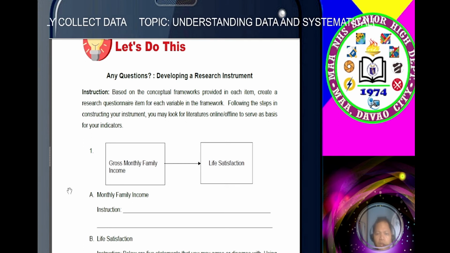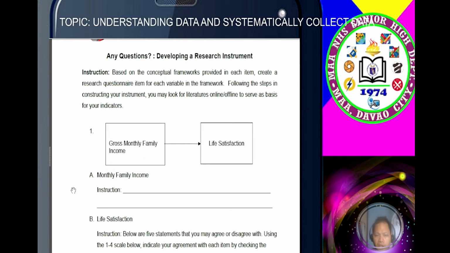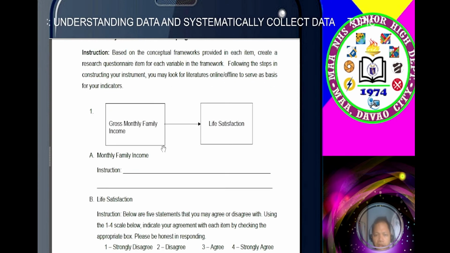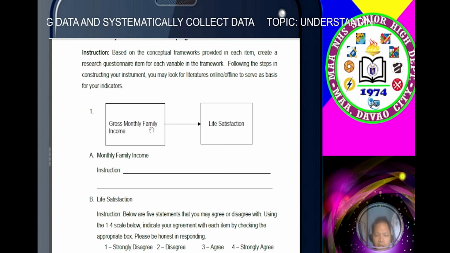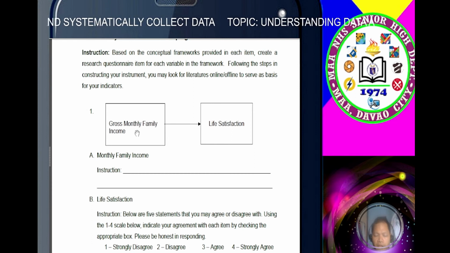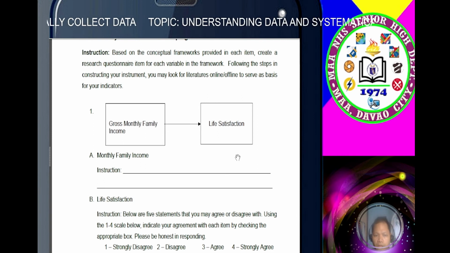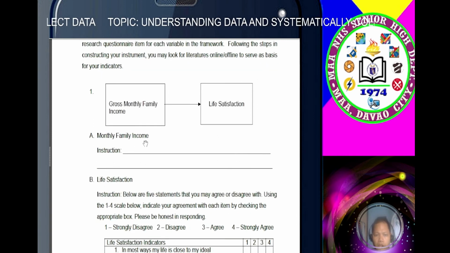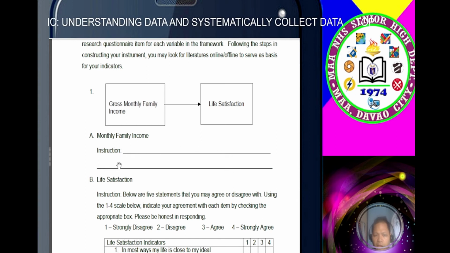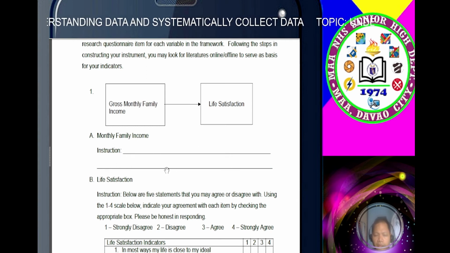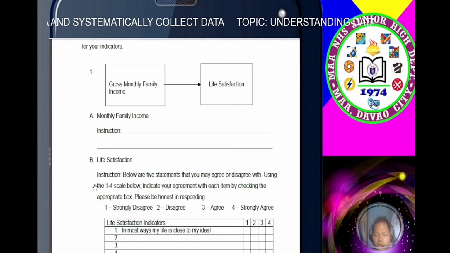You may look for literatures online or offline to serve as basis for your indicators. Here we have the variables. Our independent variable is the gross monthly family income, and the dependent variable is life satisfaction. Okay, so you must have your instruction here, where you write what the instruction is about monthly family income. Then letter B, life satisfaction. This is an example of instruction.